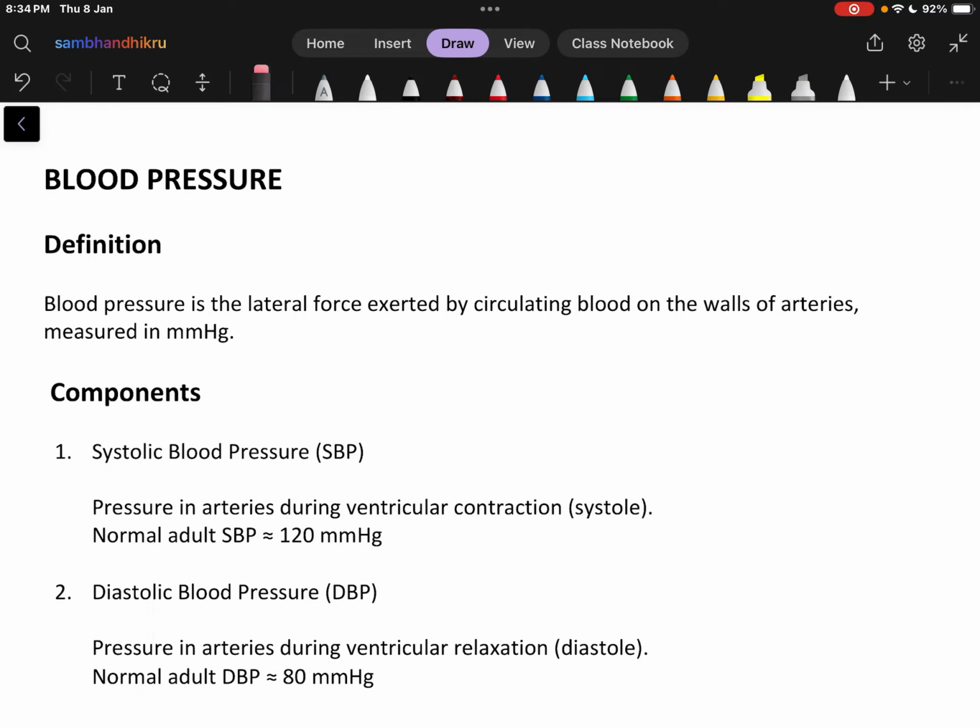Today we will discuss blood pressure. It may be split into different parts. In this blood pressure part one, we'll discuss the definition, components, and other things also. So, what is the definition? Blood pressure is a lateral force exerted by circulating blood.